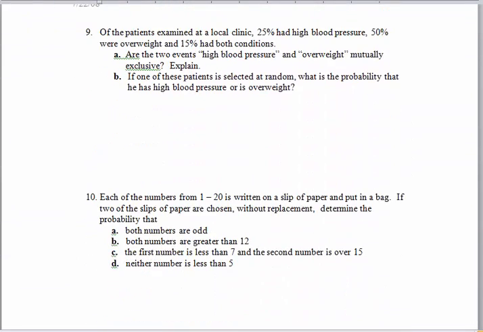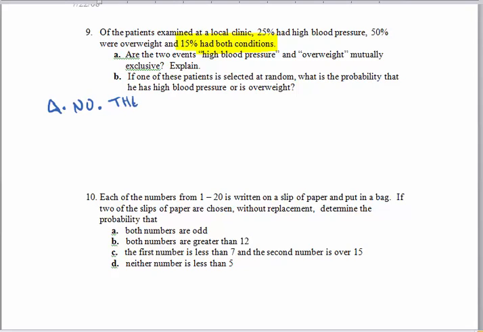Alright, I guess we'll look at one more of these. Of the patients examined at a local clinic, 25% had high blood pressure, 50% were overweight, and 15% had both conditions. So, are the two events mutually exclusive? High blood pressure and overweight. Well, right here, the fact that 15% had both conditions tells you that the answer to that question is no.